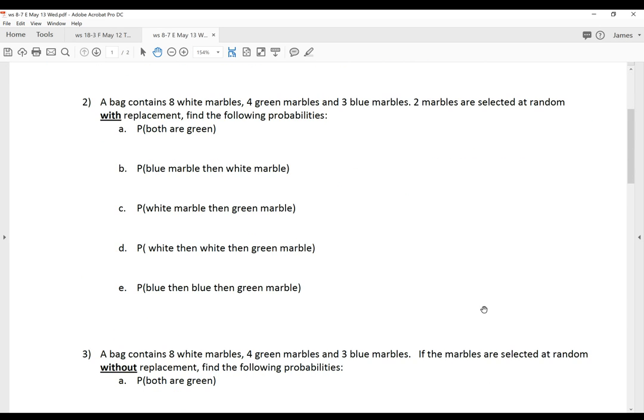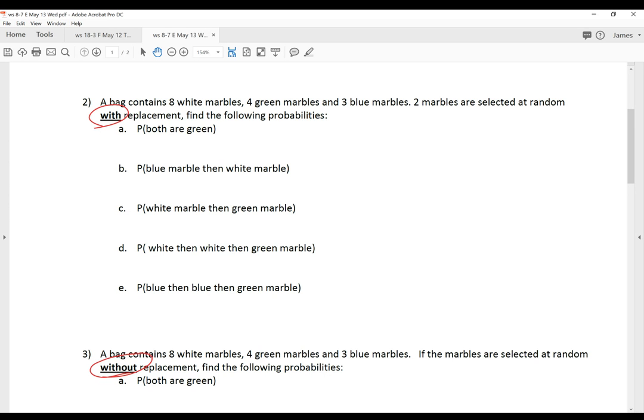So, the difference between number 2 and number 3 is that number 2 is with replacement. You pick out a color, you look at it, then you put it back in, you mix it up, and you pick one more. But number 3 is without replacement, which means you pick out a color, you look at it, and you keep it. You don't replace it, which means there are fewer colors in there.